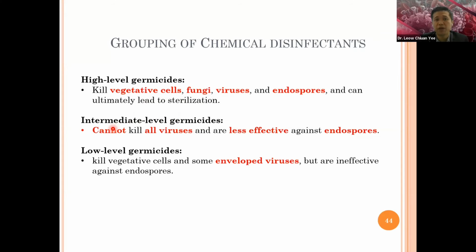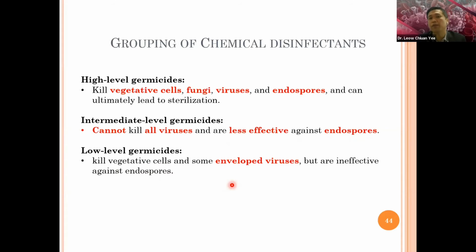In the second level, we call them intermediate level germicides, which means they cannot kill all the viruses, but selectively, maybe they can kill better against the enveloped viruses, but not the non-enveloped viruses, and they are less effective against the endospores. And the low level germicides can kill most of the bacteria as well, and some selected enveloped viruses, but are ineffective against the endospore.